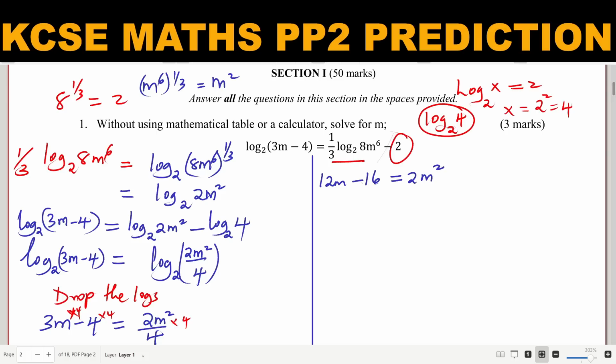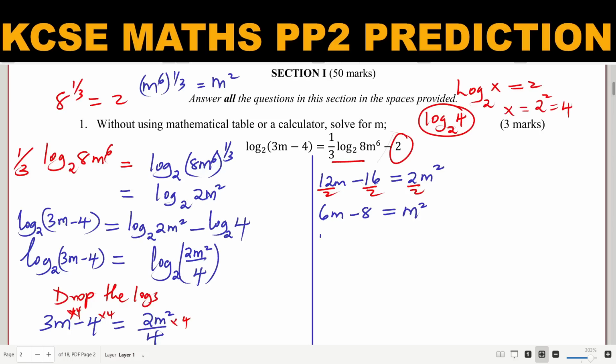When I look at these values, it is possible to divide all through by 2 to simplify this. You can divide everything by 2. So this will give 6m minus 8 is equal to m squared. The next step from there, you can see this is going to form a quadratic equation. So we can reorganize these. Sorry, this one will be m squared once we divide all through by 2.